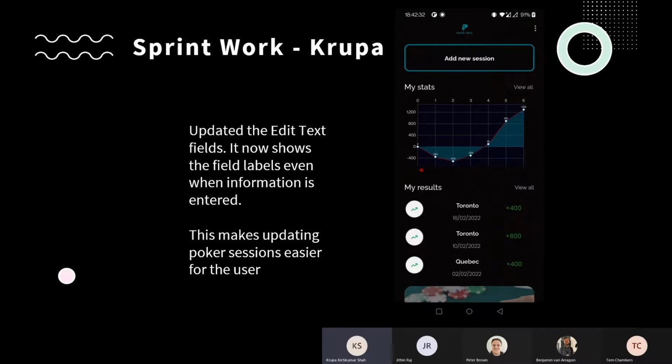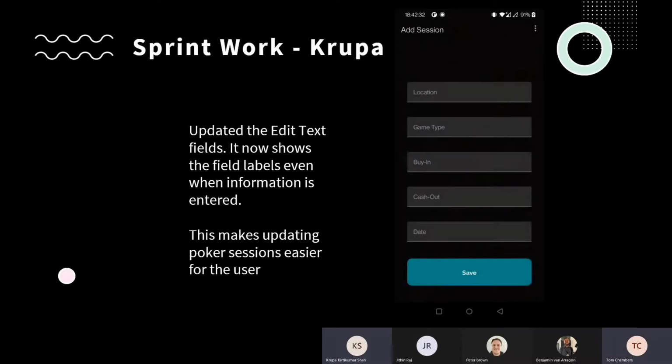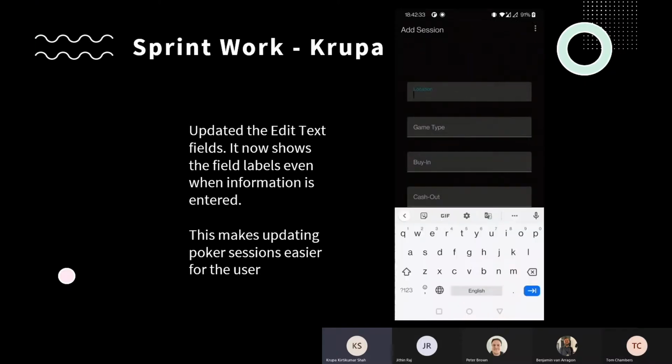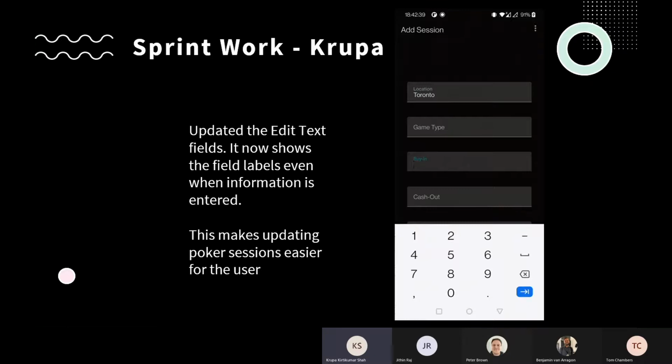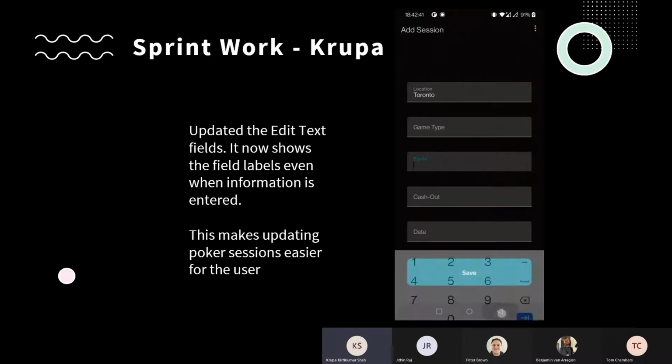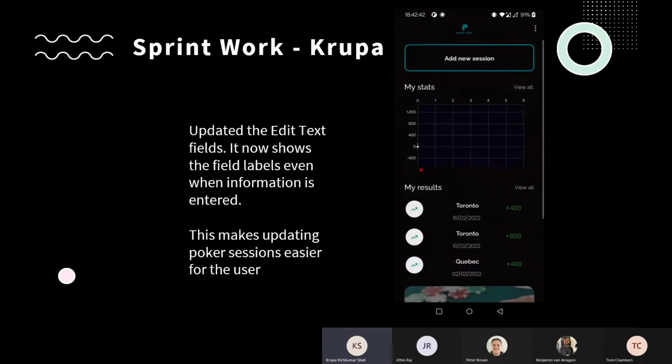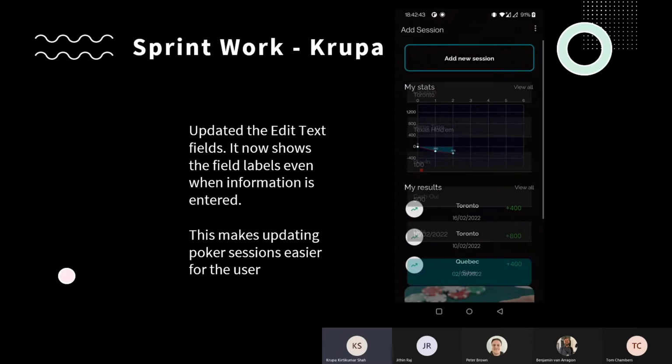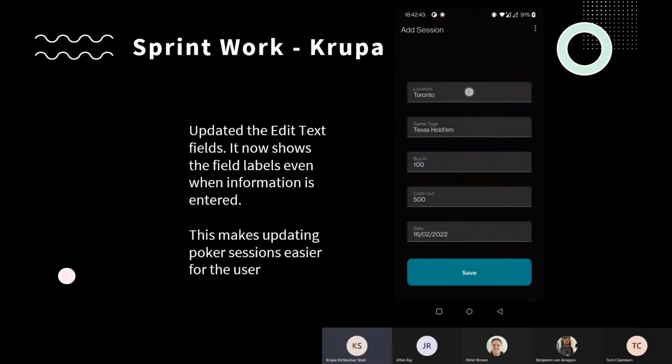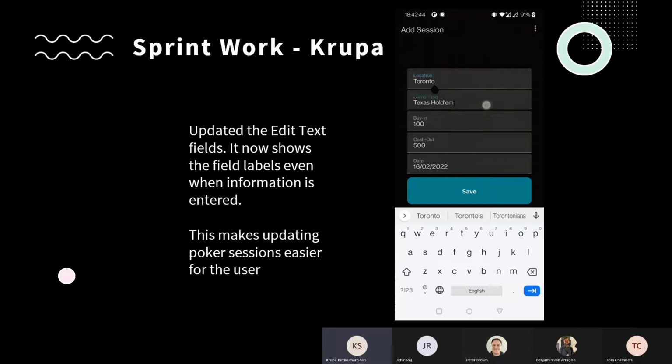So in the add session screen, you can see all these fields, and before entering the data, you can see what the fields represent. But when you are trying to edit a session, there was no specification as to which field represents what data. So I added a text label on the top of each field, so that while editing a session, the user can see what they are representing, and they can know what they are supposed to enter.